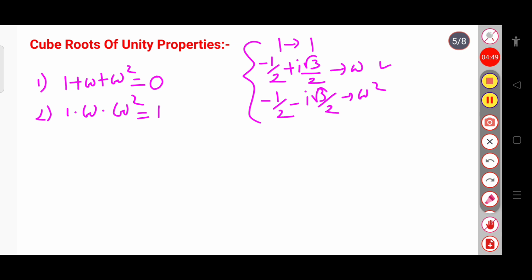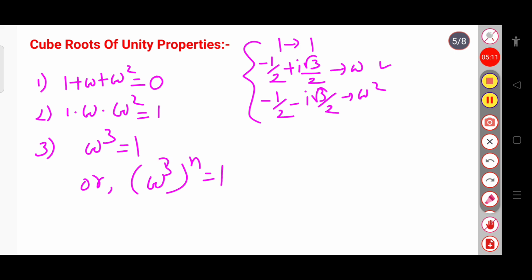So, this will be its complex conjugate, and if we multiply these three, then we will get 1. We can also write this as omega cube equal to 1. Clear? Or simply we can write this as omega cube whole power n, this is also equal to 1. Clear? These are some properties.